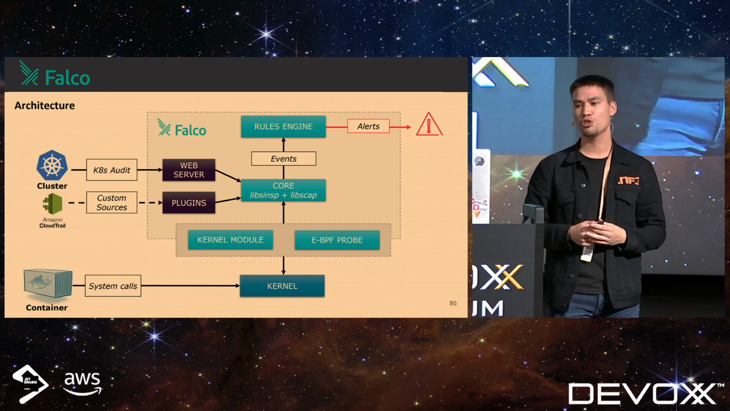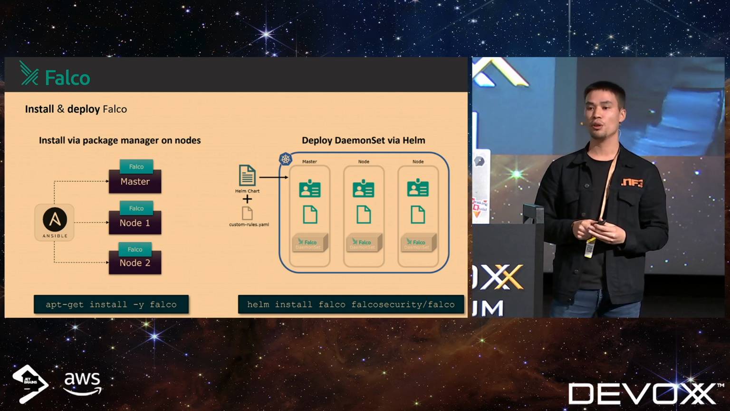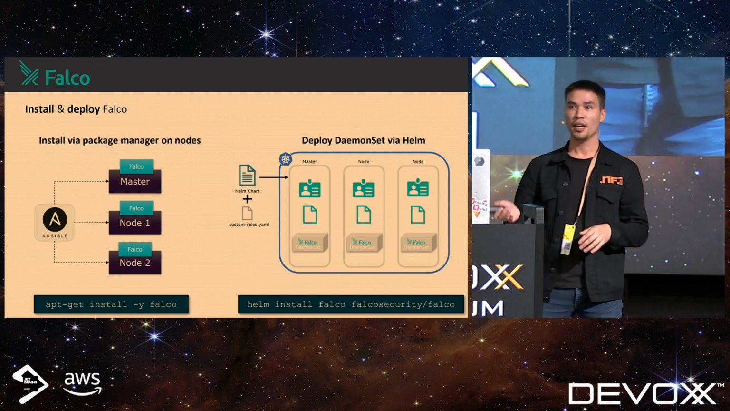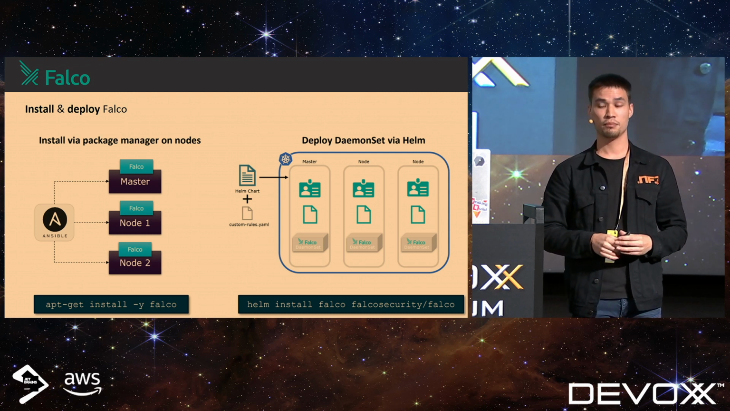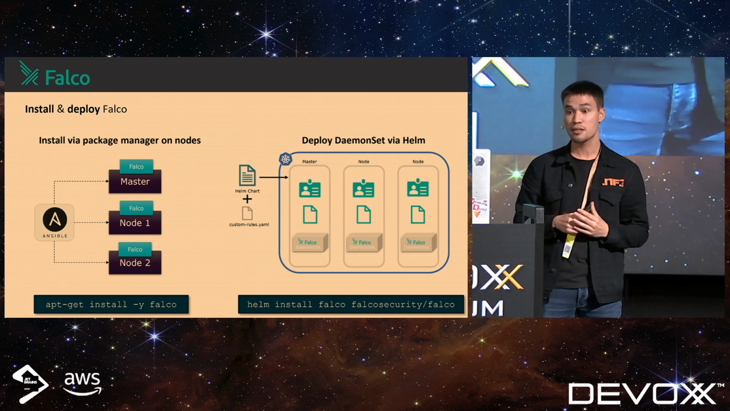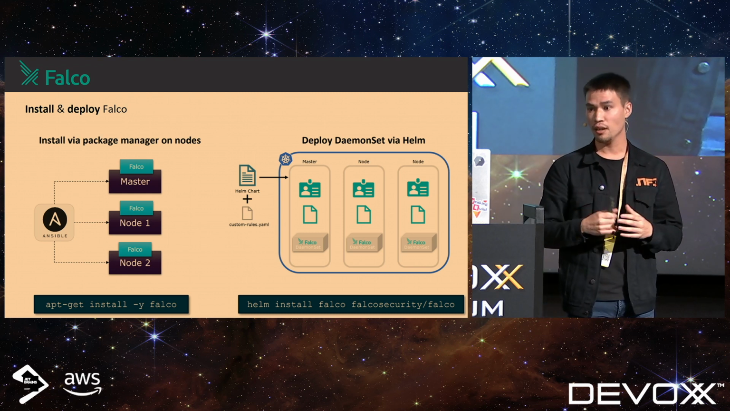Something is weird. Maybe we should check. How do we install and deploy Falco? There are two ways. Either we run Falco directly on the host, meaning that I will just install the package on the machine, but it means that I need to own the machine again.